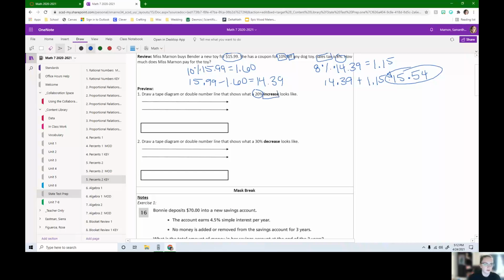For our preview, it says draw a tape diagram or double number line that shows what a 20% increase looks like. So on either the double number line or the tape diagram, show what a 20% increase would look like.